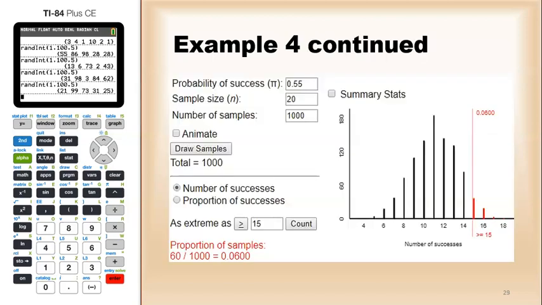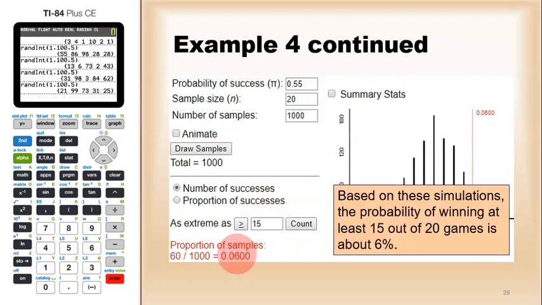So, if you go to the Rossman Chance app, set the probability of success to 55%, the sample size to 20, and let's do at least 1,000 samples. You can see here are the results. You set it as extreme, greater than or equal to 15, and that comes out to be 6%. So based on these simulations, the probability of winning at least 15 out of 20 games is about 6%.